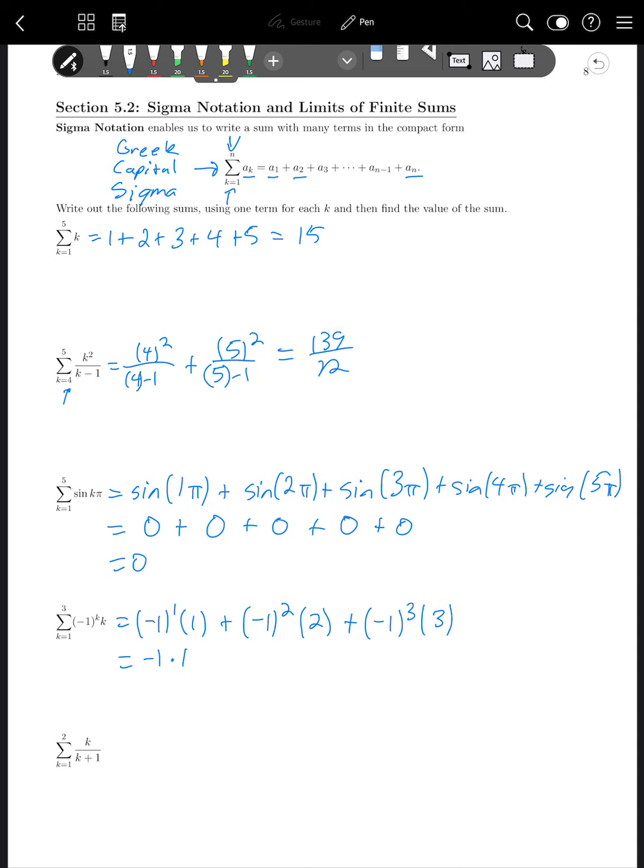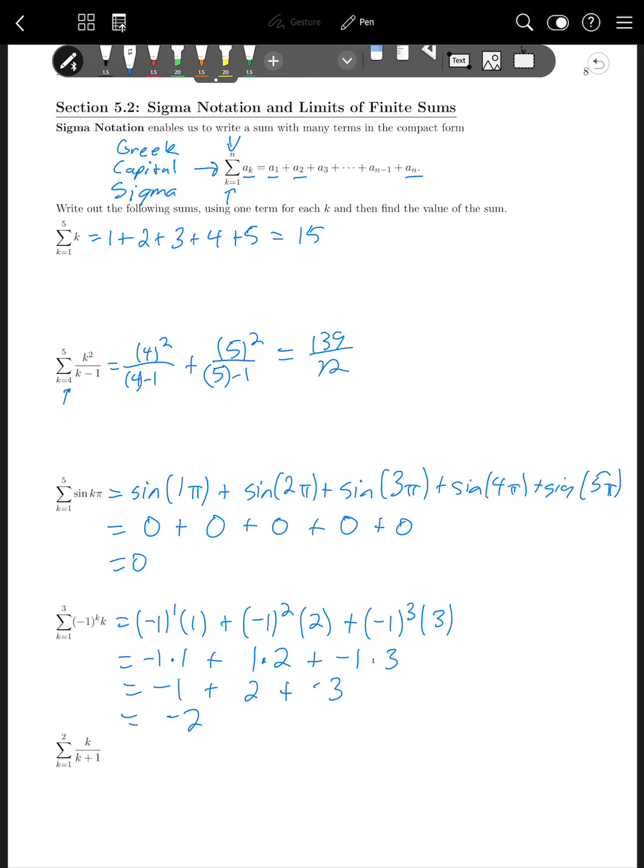Okay, so that would be negative 1 times 1 plus negative 1 times negative 1 is positive 1. So positive 1 times 2 plus negative 1 times 3. So that'd be negative 1 plus 2 plus negative 3. Add those together, and you get negative 2.